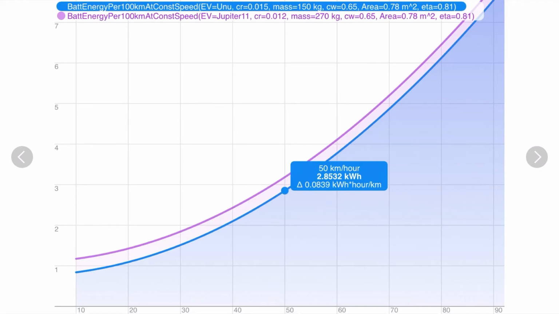0.65. This is much, much more than for a Tesla, because this has a shell, and there you have only 0.25 or 0.24 for the drag coefficient. The area is of course smaller here, but the bad thing is the drag coefficient for such vehicles. And for 50 kilometers per hour, which is the maximum speed of the Uno vehicle, you have a consumption of about 2.8 kilowatts per hour.